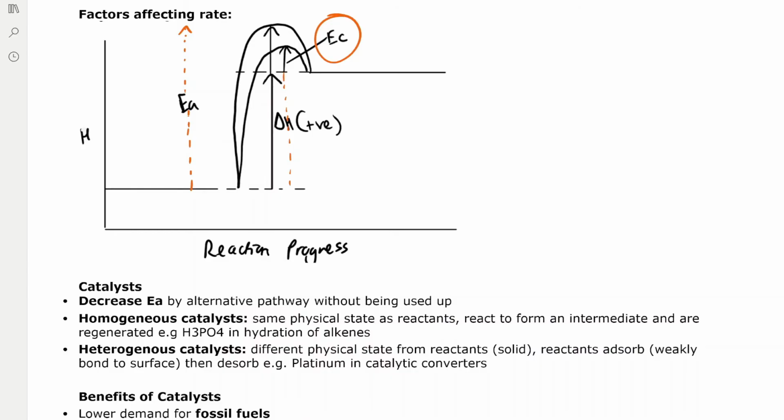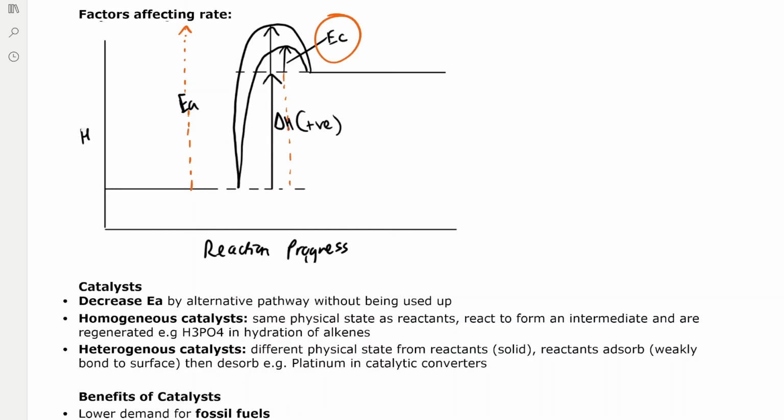There are two types of catalysts. Homogeneous catalysts, which are in the same physical state as the reactants. So they react to form an intermediate and are regenerated. For example, phosphoric acid in the hydration of alkenes. And then we have heterogeneous catalysts, which have a different physical state from the reactants, and are usually solid.